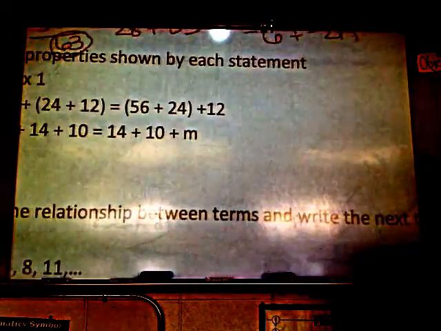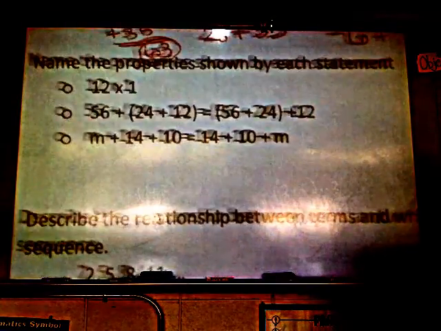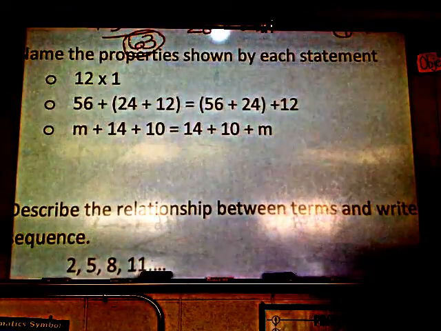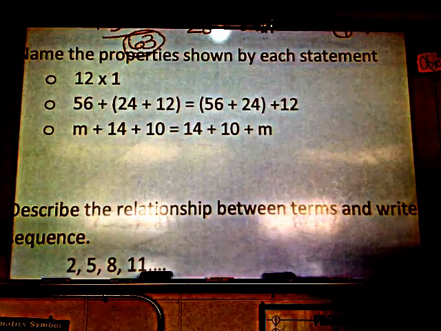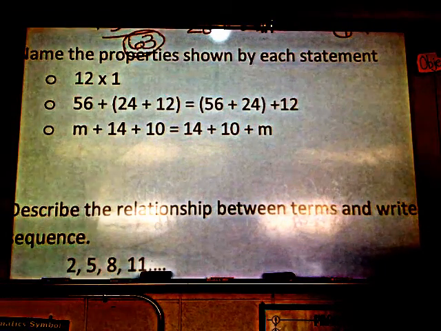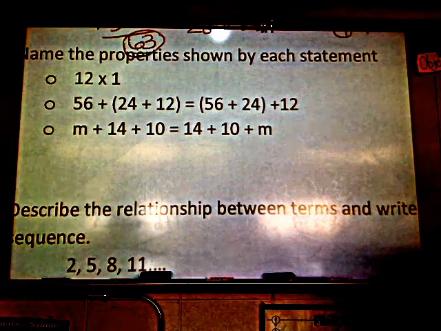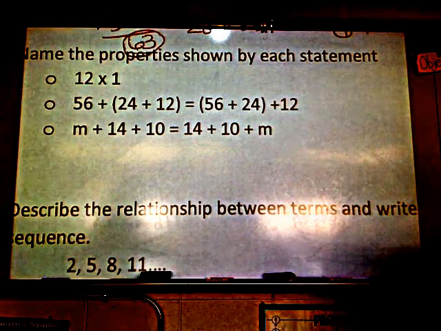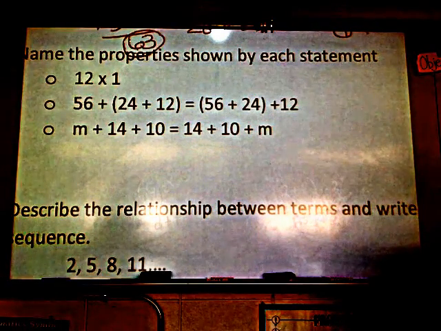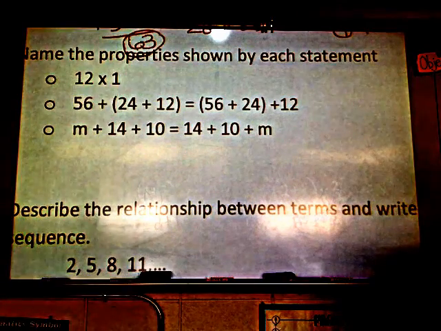Third bullet, you're going to see it says name the properties shown by each statement. Again, this goes back to your properties in your book and the ones that are going to be on the wall. I will tell you right now, when you take your quiz, they will not be on the wall. I will be taking them down. So please make sure that you go back and study and review those properties that are in your book.